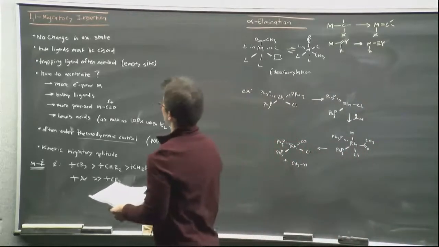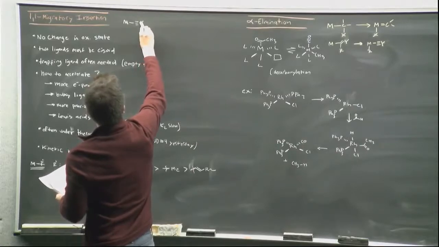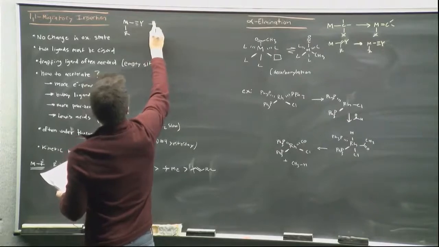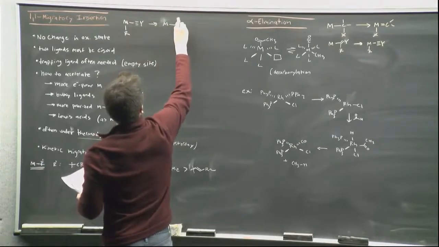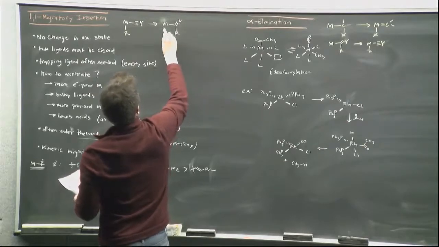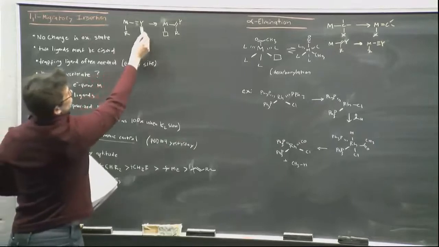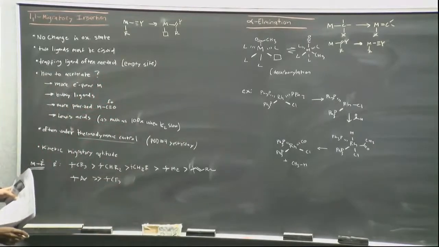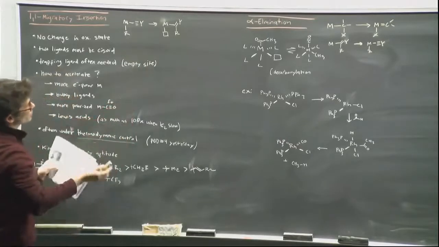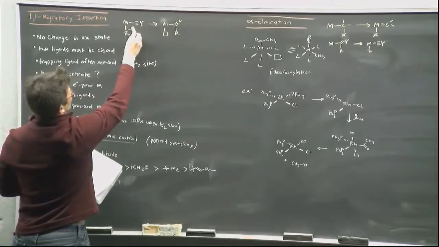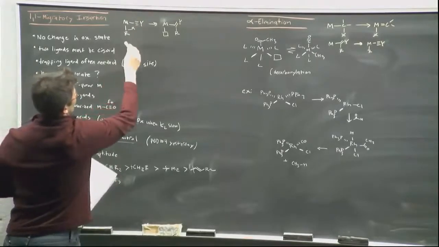So 1-1 migratory insertion, which is a general reaction of this type, can be viewed as the transfer of what's typically an alkyl group to an unsaturated bond on an adjacent ligand. And so mechanistically, you can push arrows two ways. And either can be right depending on the situation, but generally, you think of it in these terms, where this X type ligand is being transferred here, almost like a nucleophilic attack.